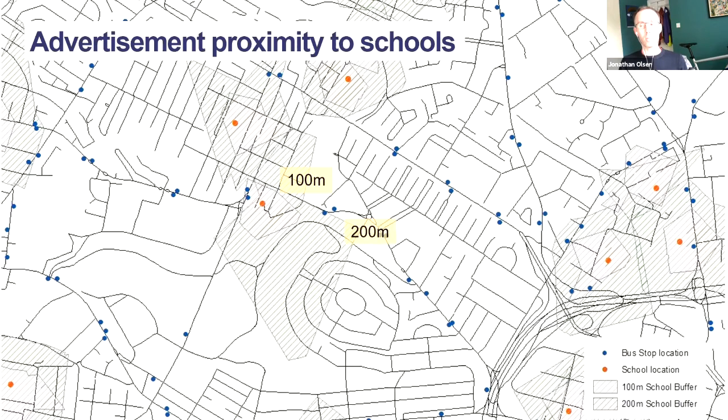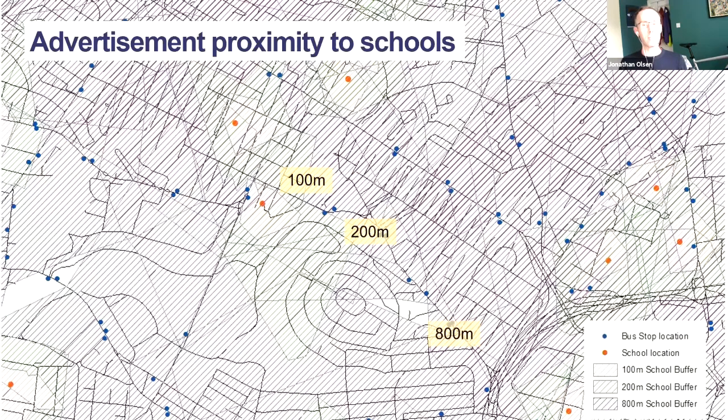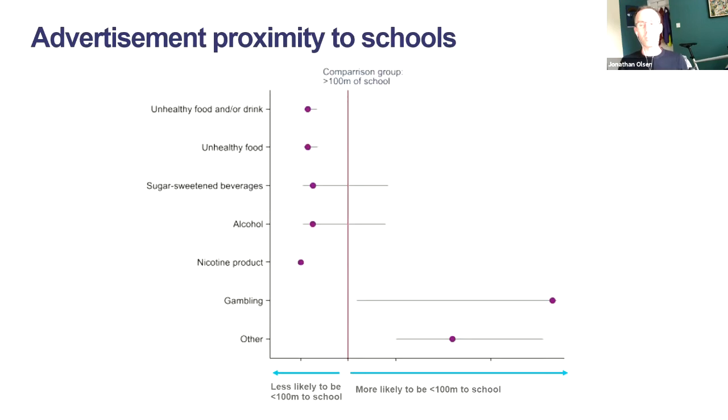Then we wanted to explore the 200-metre buffer. So does expanding from 100 metres to 200 metres make a difference? And finally, the 800-metre buffer, which was something that people in the Scottish government were thinking of exploring as a policy option, which you can see is pretty large. So when you actually draw 800-metre buffers in urban areas around all of the schools, it pretty much covers a significantly larger area. So what do our results show?